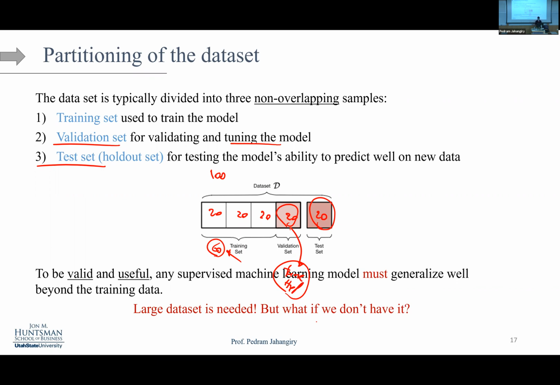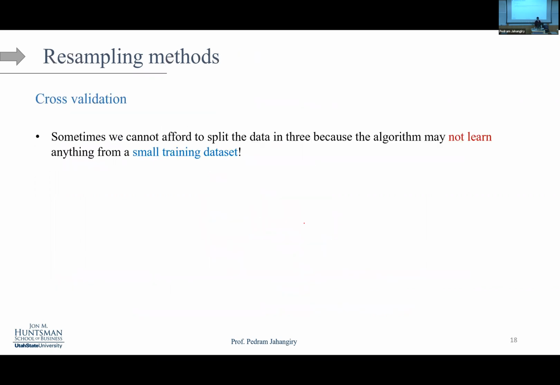Right. So far, we know why these three different sets may not work, because maybe the train set is small, right? Let's see what the consequences of that small train set are, and then what the solution is.